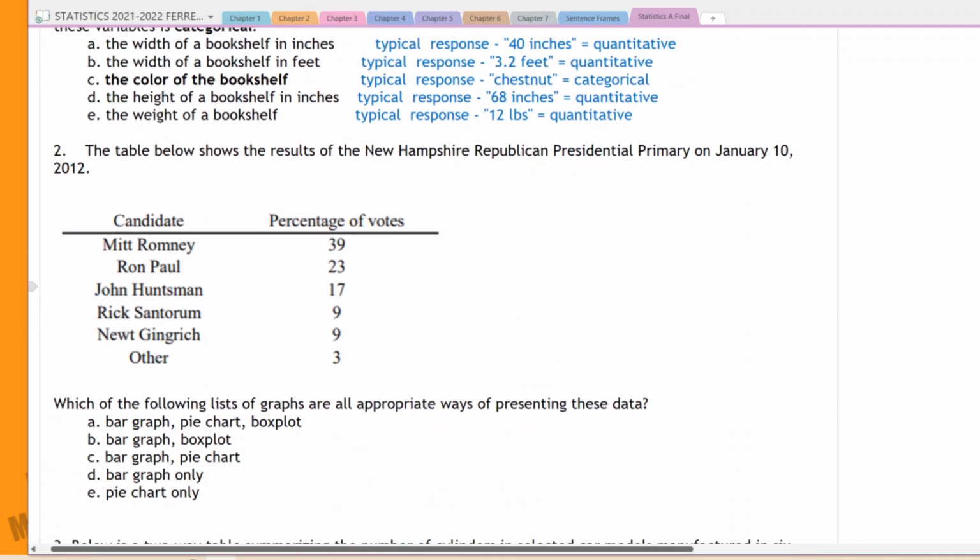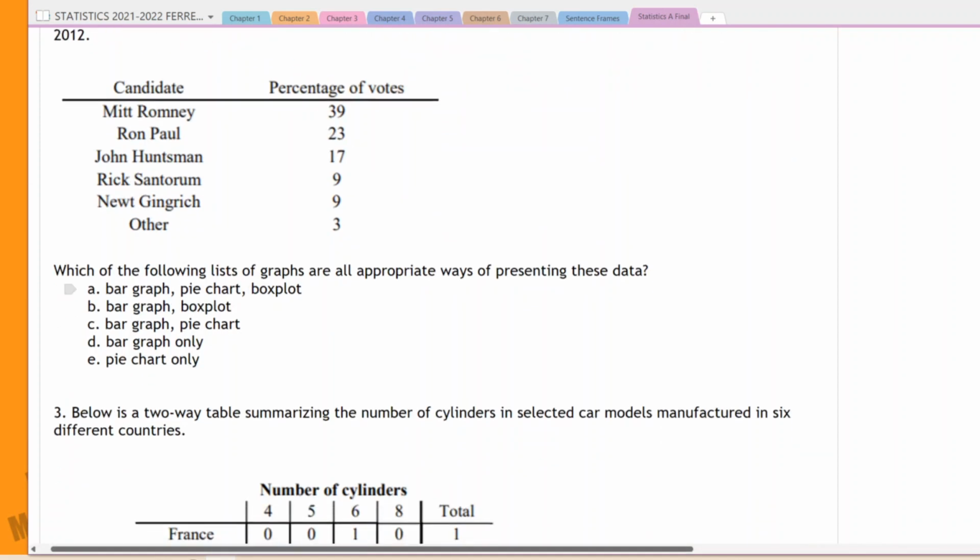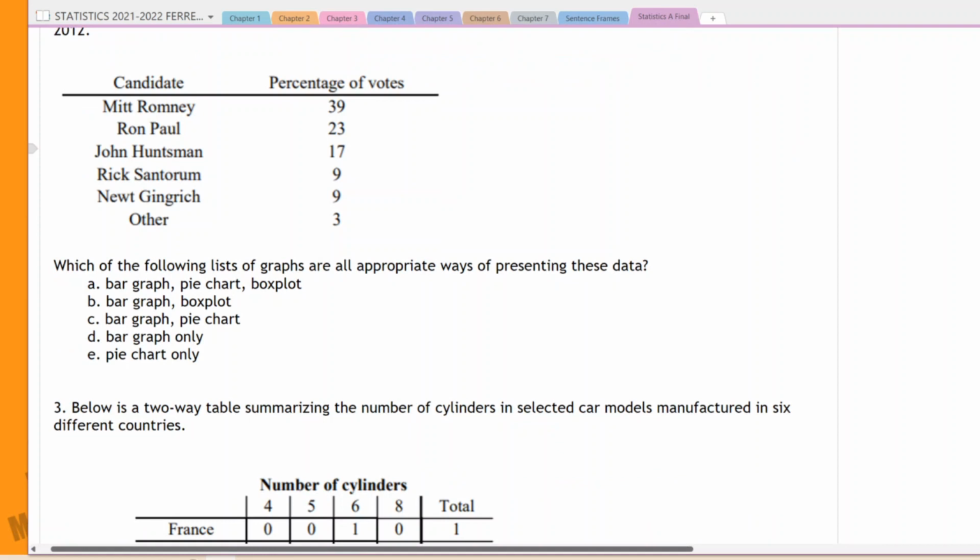The table shows the results of the New Hampshire Republican primary on January 10, 2012. Here we've got the candidates. Mitt Romney got 39% of the votes, Ron Paul with 23% of the votes, etc. And the question here is, which of the following lists of graphs are all appropriate ways of presenting this data?